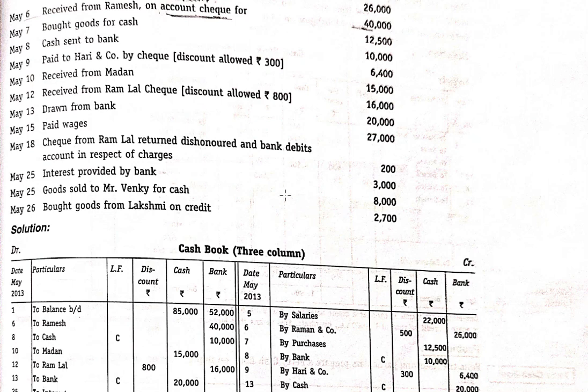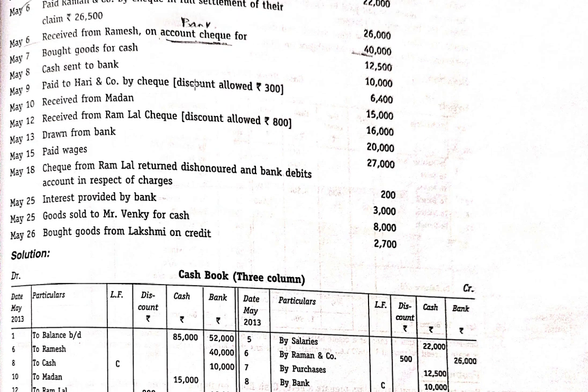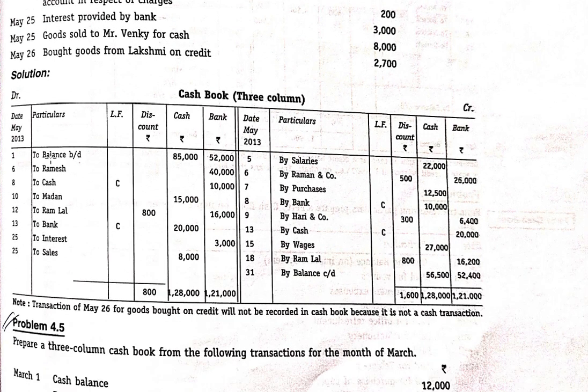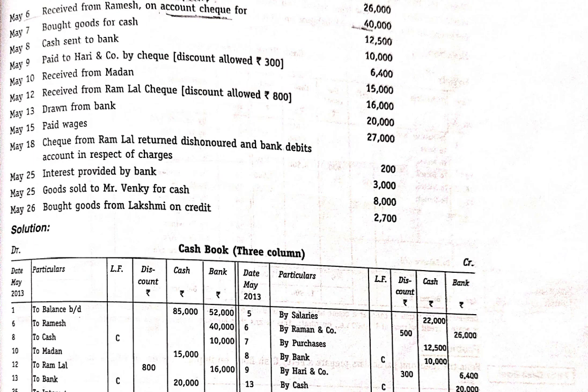Now we know the cash book is not a subsidiary book. The cash book is a principal book because it serves two things, a journal as well as a ledger. Now I'll start the practical sum on the triple column cash book. The first transaction is cash in hand and cash at bank. My two balances brought down: cash 85,000 and bank 52,000.